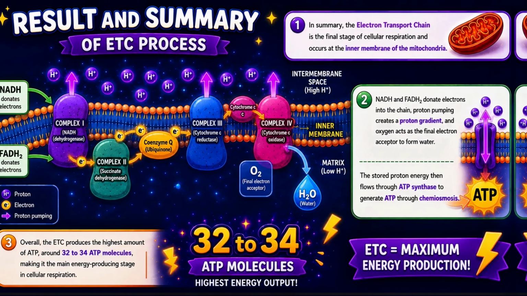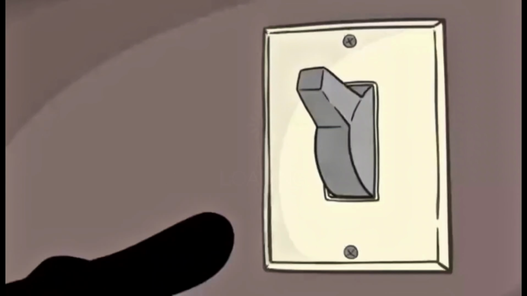The stored proton energy then flows through ATP synthase to generate ATP through chemiosmosis. Overall, the ETC produces the highest amount of ATP, around 32 to 34 ATP molecules.